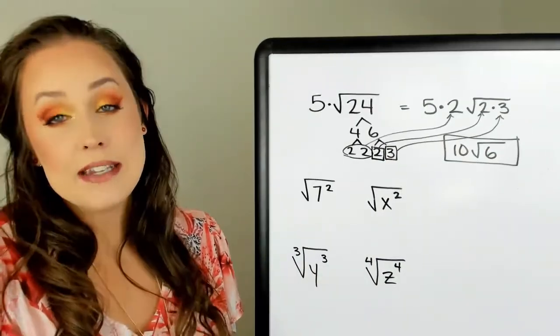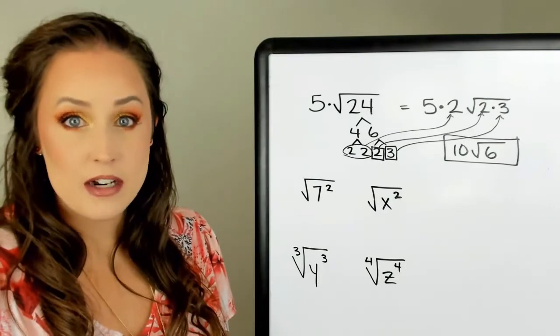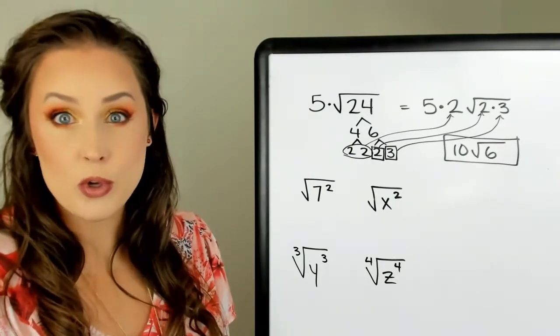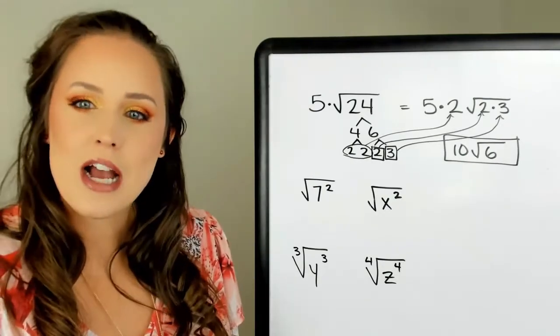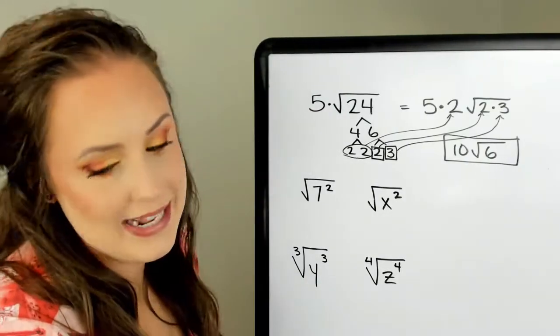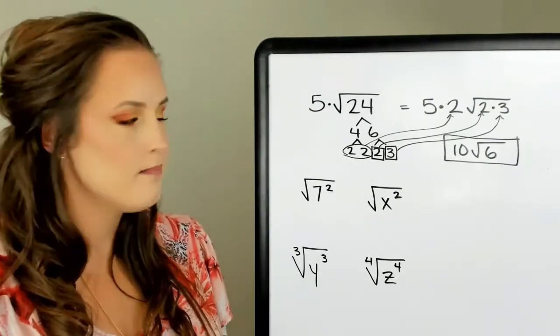Anything that pairs up leaves, anything that doesn't stays underneath, and then if you had any sort of coefficient or multiple coefficients, they're all just multiplied outside and you're good to go. So I hope that makes sense and is a good little refresher from last time.